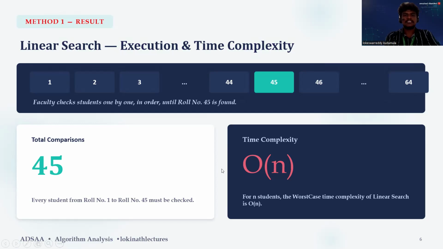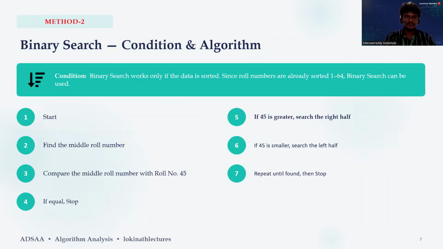So the time complexity is the worst case. Worst case is expressed in big O notation, which here is big O of n. So for n students, the worst case time complexity of linear search is big O of n. Here we required 45 comparisons. So this is the worst case scenario, and the worst case scenario is related to big O notation.